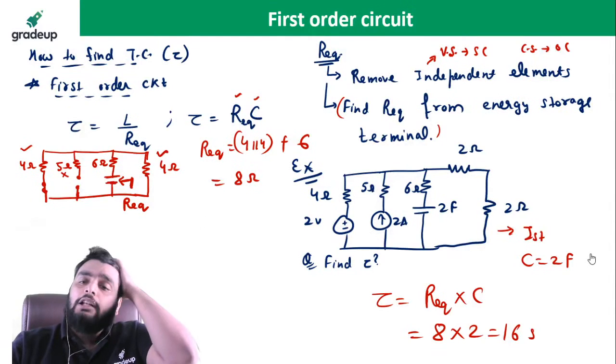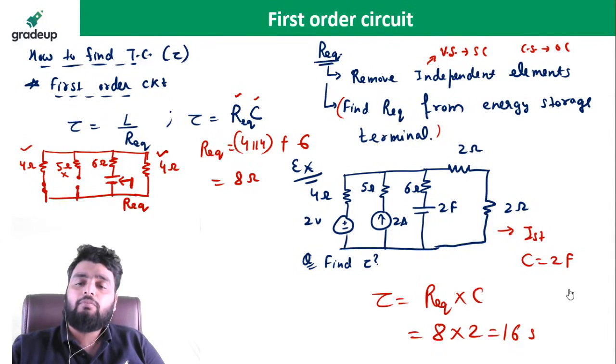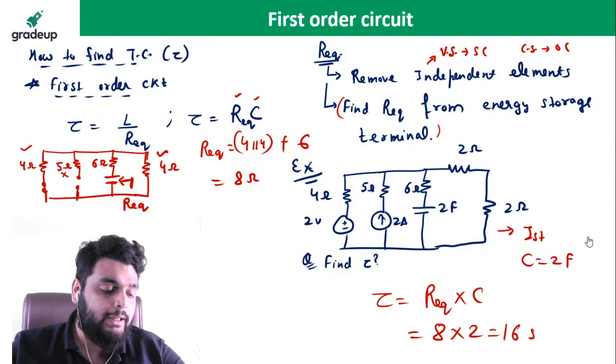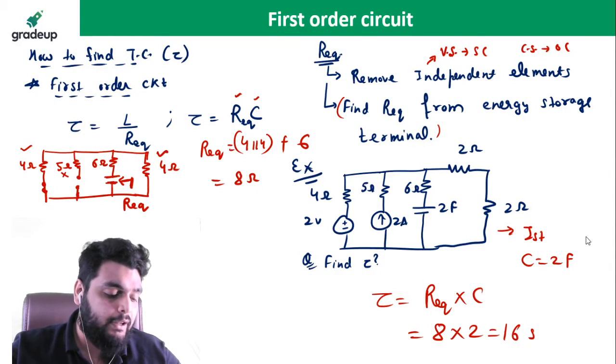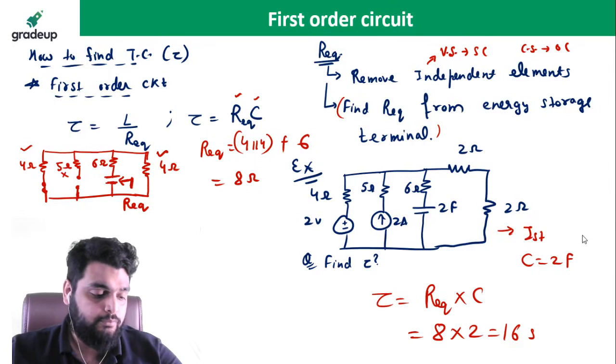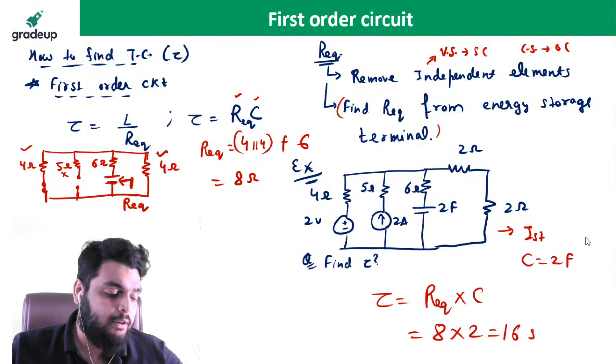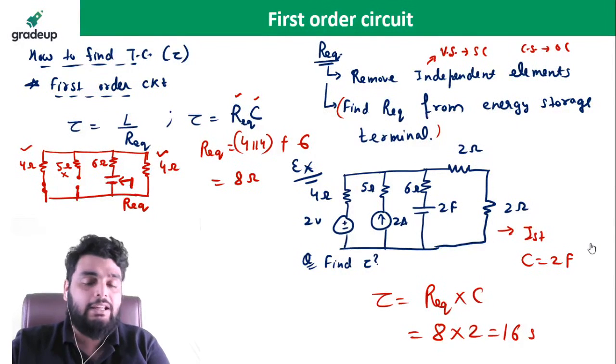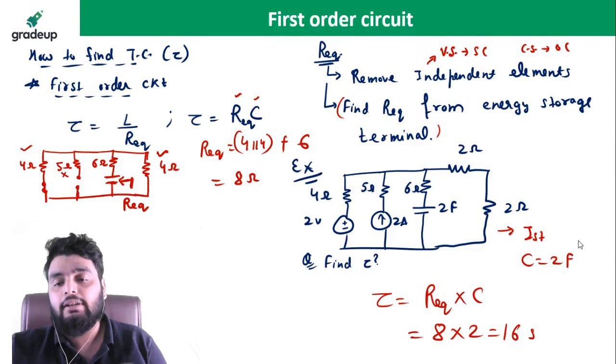Okay. Fine. Now any doubt here? Anyone? Any doubt here? Okay. Do you get it? Tell me everyone, do you get it how to find out the time constant in case of a first order circuit? Yes or no? I need an answer from each one of you. Do you get it how to find out the time constant in the first order circuit?